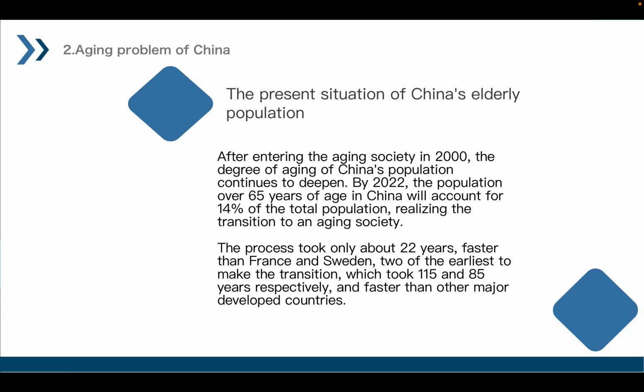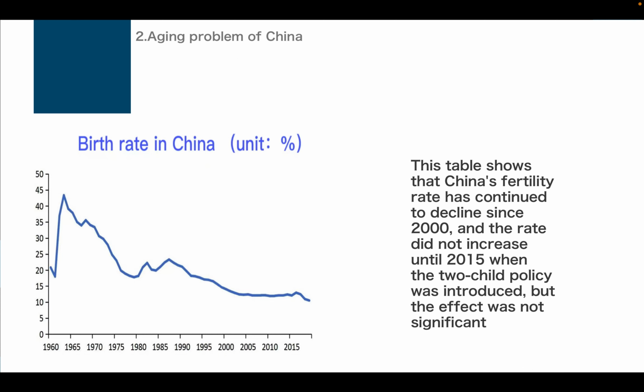And next, we see the current situation of China's aging. China has been an aging society since 2000. This table shows that China's fertility rate has continued to decline since 2000, and the rate didn't increase until 2015 when the two-child policy was introduced, but the effect was not significant.